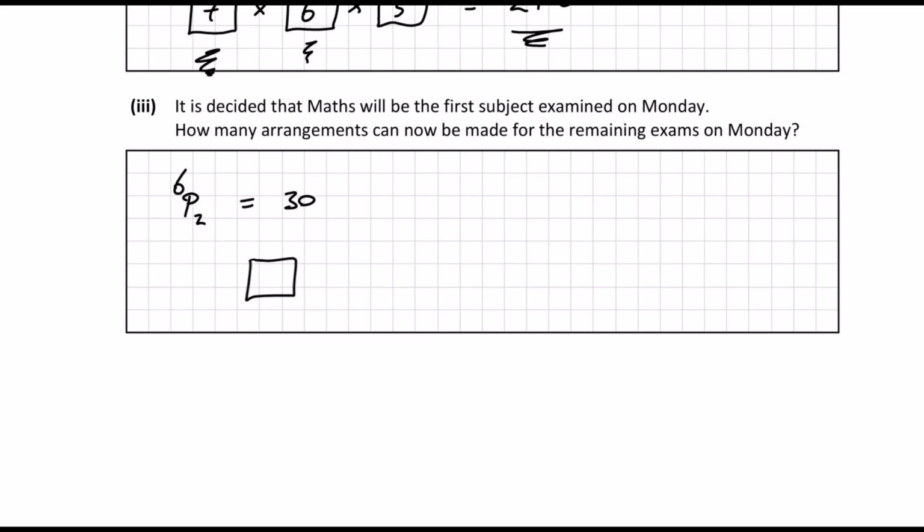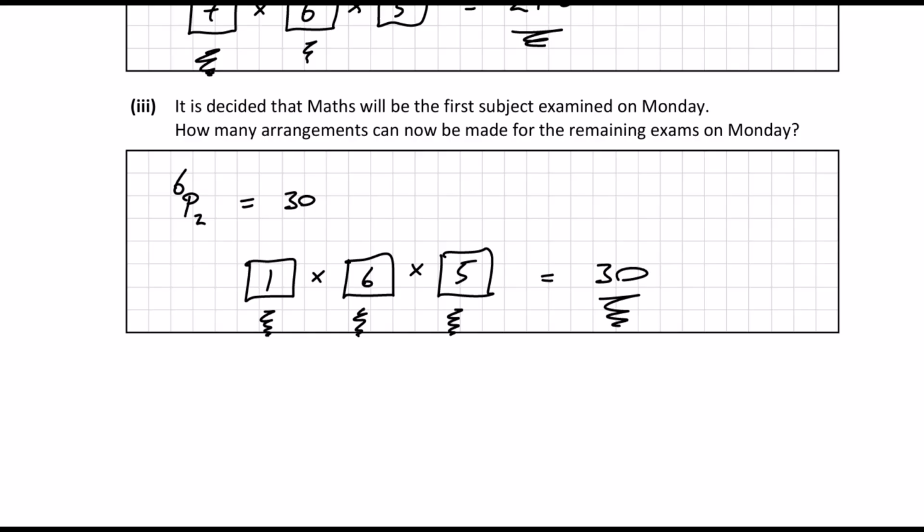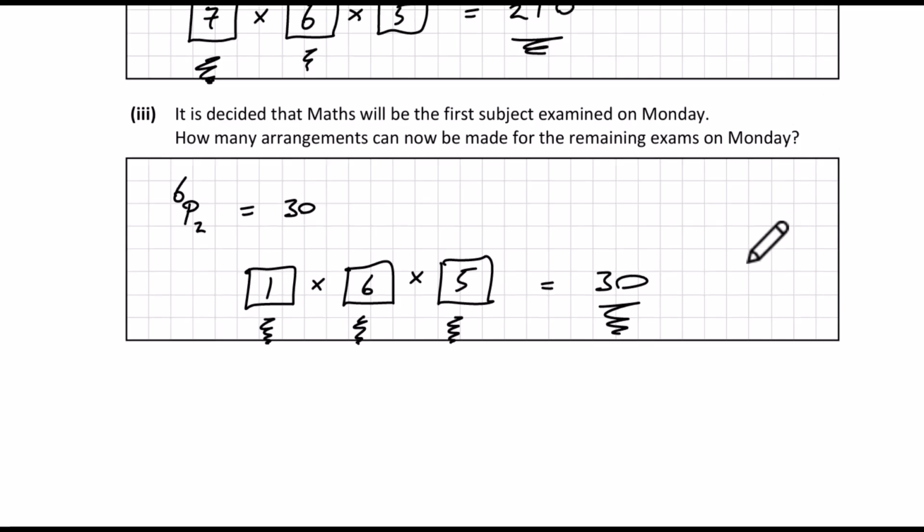Or again, if you want to do this box method, you can just do 3 boxes for the Monday. You have only 1 choice for the first exam, so we're going to put 1 in there. Once you've picked maths, there are 6 left, so we've got to put 6 in there. And then once you've picked maths and 1 other subject, there are only 5 left. So 1 × 6 × 5 is 30, so this is our answer. And that's it for that question.